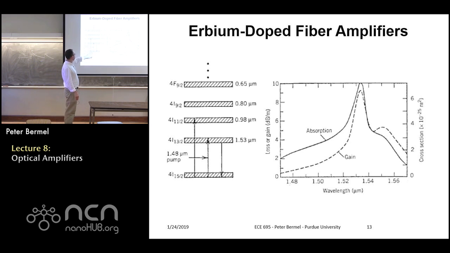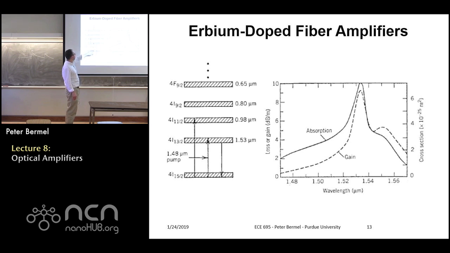And so what you see here is that if you consider this state here, which is labeled as 4I 5/2, to be the ground state, you actually have several ways to excite and then de-excite the system. In particular, you have two options for pumping the system. You can either pump it optically around 0.98 microns, so basically go from the 4I 5/2 to the 4I 11/2 state, and then you can have a non-radiative transition down to here.